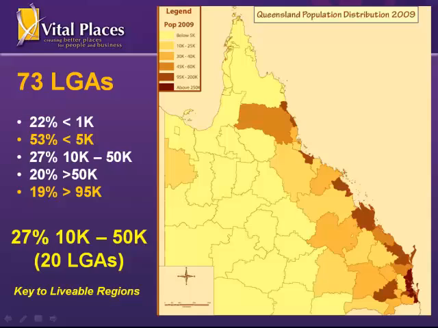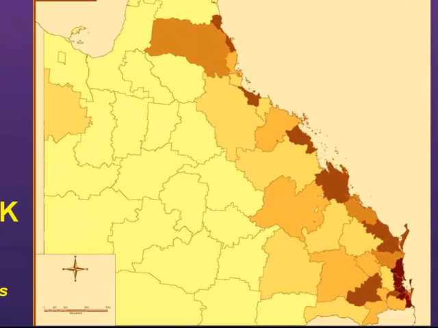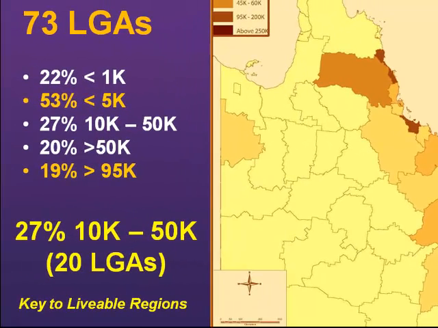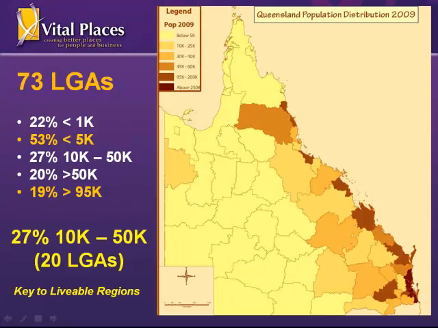In a state with a string of growing coastal cities, it will be the adjacent local government areas that hold the key to the region's future livability. These adjacent sub-regional communities consist of 20 local government areas with populations ranging from 10 to 50,000 people. To develop effective action plans for regional communities, it is important to use the available information in the right context.